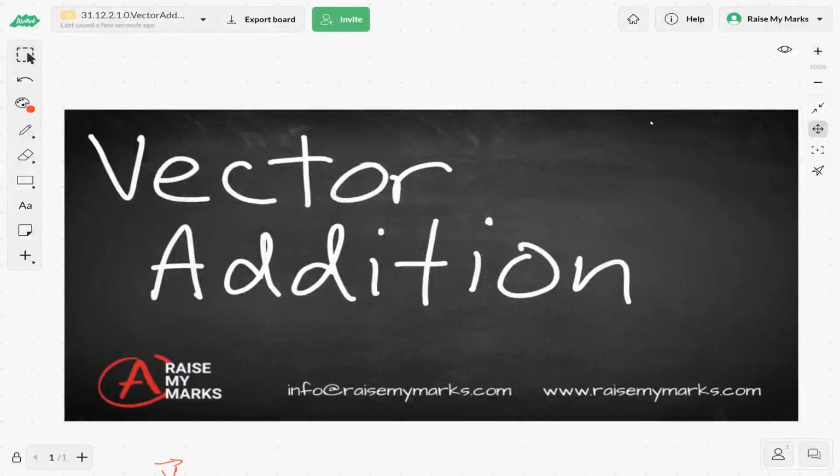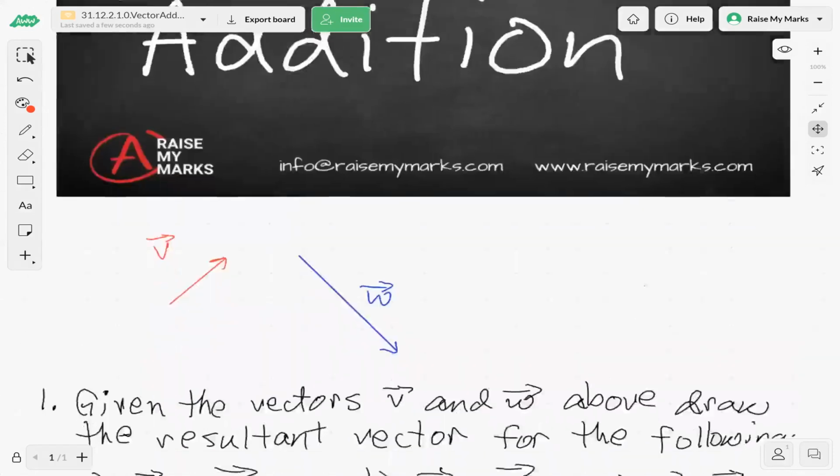Hello, today we're going to look at vector addition, and in particular, we're going to do it visually. So let's have a look at what we're asked to do today.